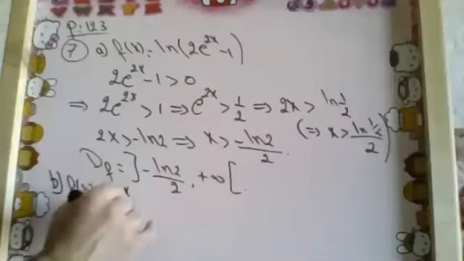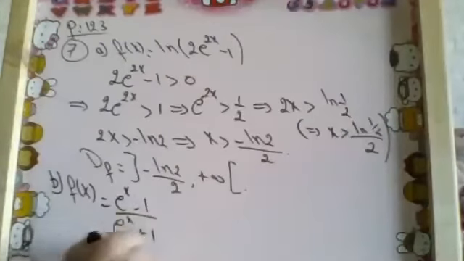f of x is equal to e power x minus 1 over e power x plus 1.